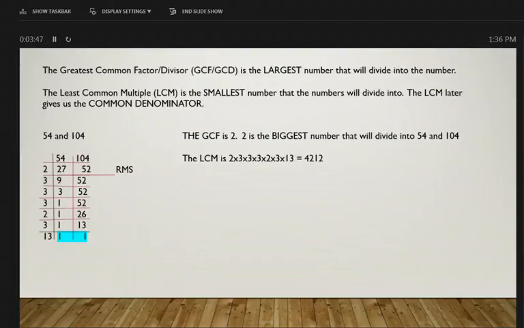I'm going to divide by 3. 3 will go into 27 9 times, that comes down. 3 will go into 9 3 times, that comes down. 3 will go into 3 1 time, boom, I got my 1. Now I'm going to focus on the 52.